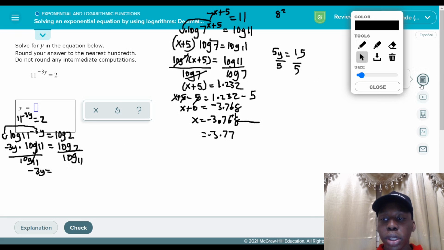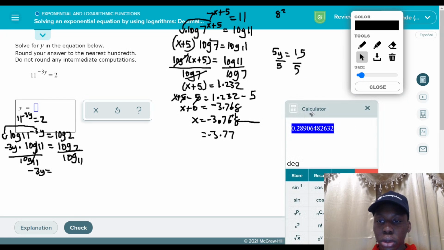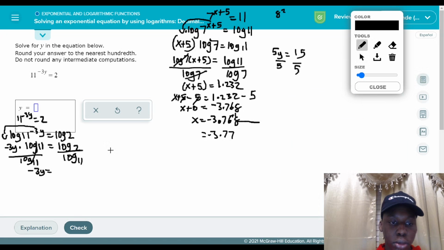So now the calculator comes in handy. So let me put that in. Log 2 divided by log 11. So this is 0.289. Okay, so that equals 0.289.